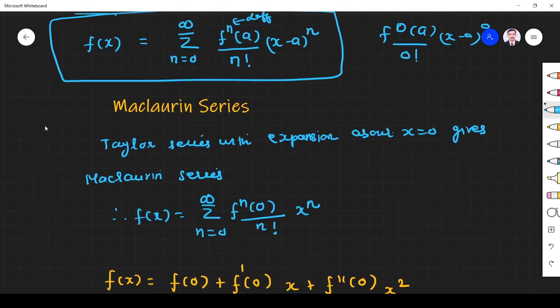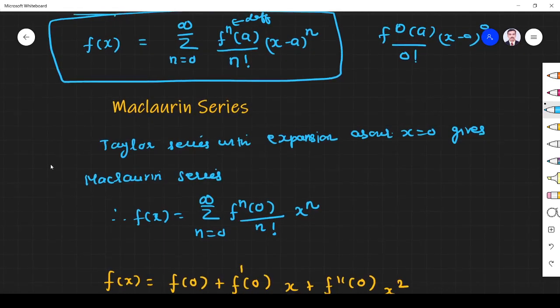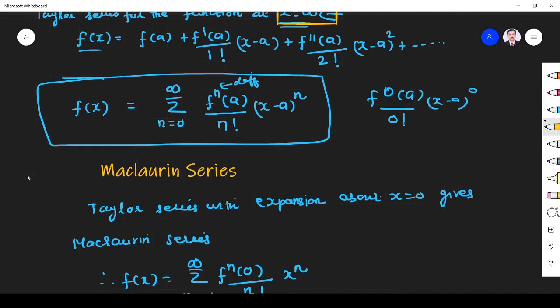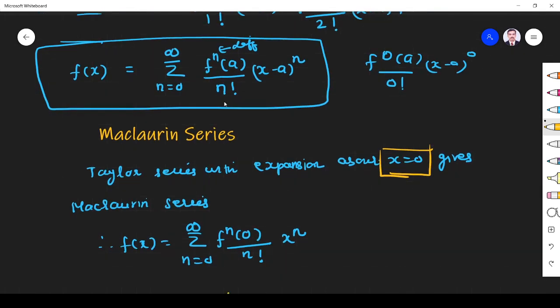Okay, next thing is Maclaurin series. You see, in Taylor series, we expand the function at x equal to a. Maclaurin series is the limited form of Taylor series where we are expanding the function at x equal to 0. Right, so wherever we find a in Taylor series, we replace it with 0. So here we have a, so replace with 0. Here we are having a, so replace with 0. So that is what Maclaurin series is.